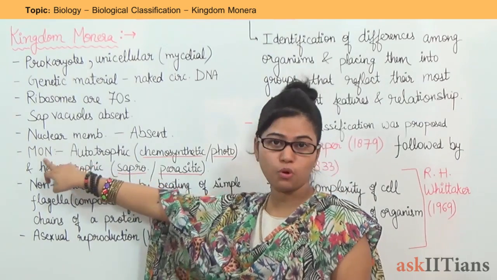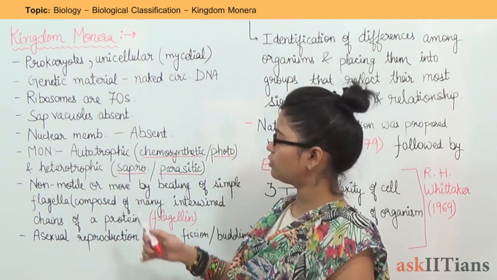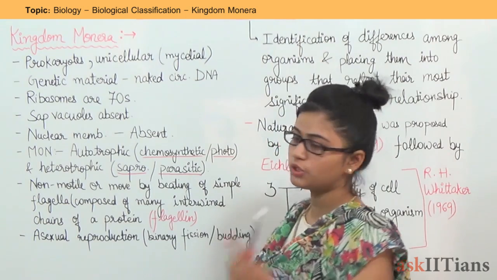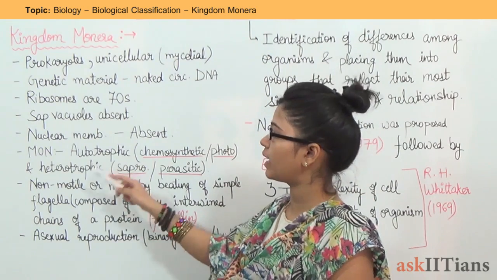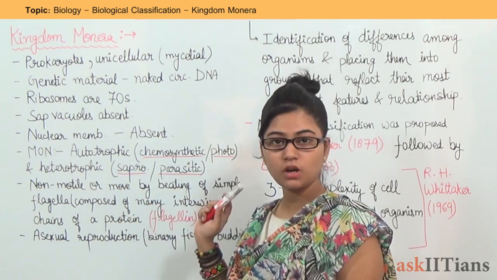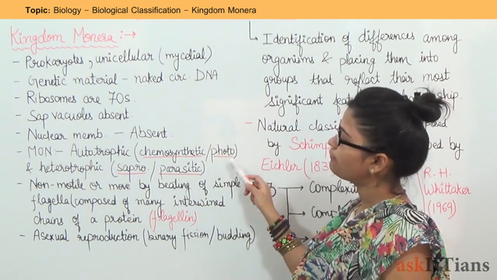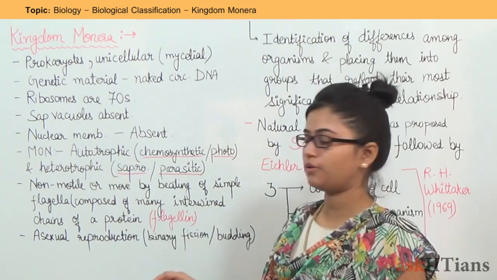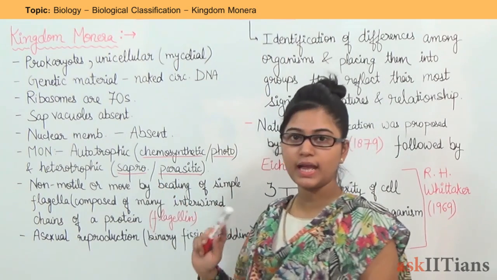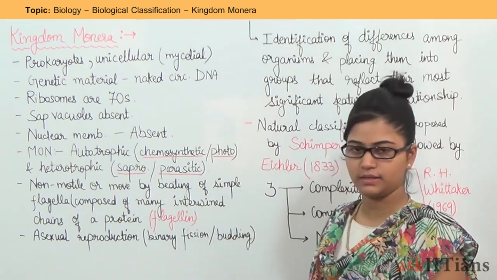Then comes mode of nutrition. What is the mode of nutrition? The mode of nutrition is of two types. One is autotrophic and one is heterotrophic. Under autotrophic, it can be chemosynthetic or photosynthetic. Under heterotrophic, it can be saprophytic as well as parasitic.